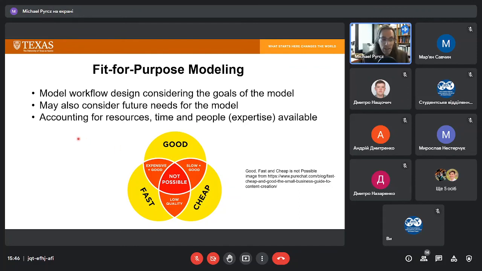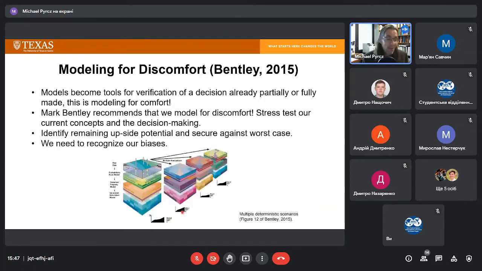Fit for purpose modeling. Anybody ever seen this before? Good, cheap, and fast. This is commonly used as a kind of a pseudo Venn diagram to describe how we build projects. You can't have good, cheap, and fast. You have to pick. When you do machine learning, remember that. You have to make a choice. If you want it good and fast, it's going to be expensive. If you want it good and cheap, it's going to be slow. And you can do fast and cheap, but that's just low quality. Don't do that.